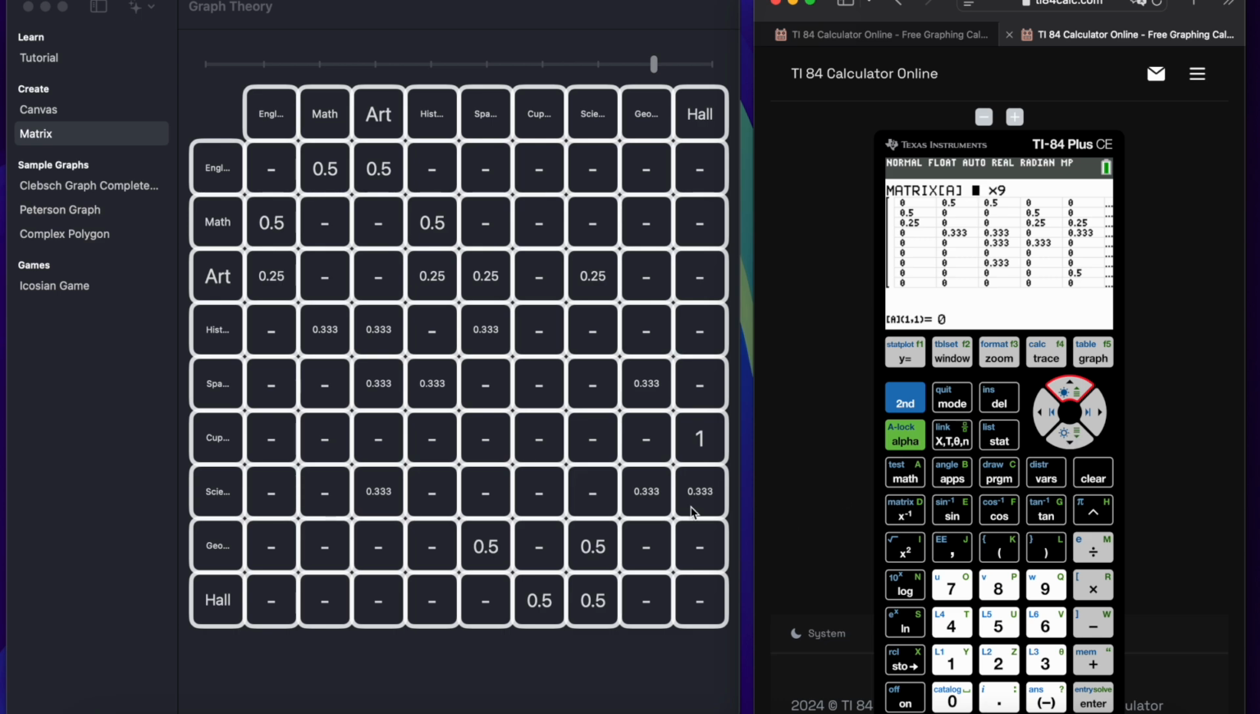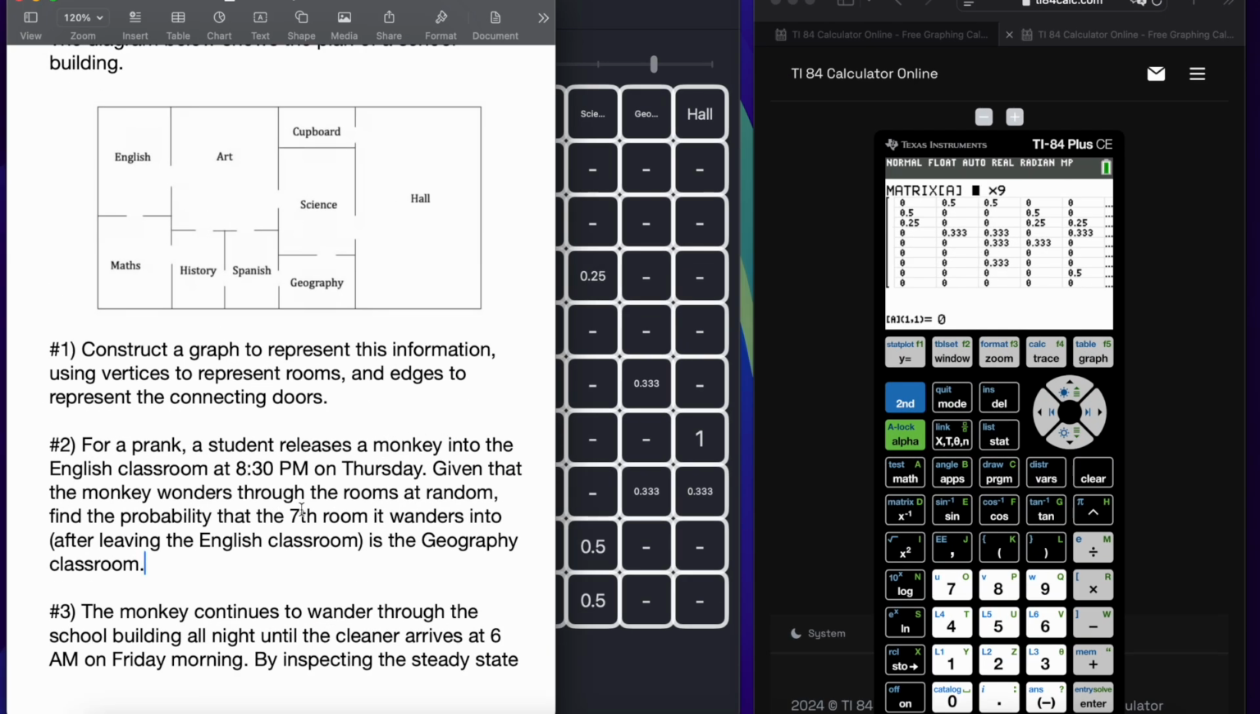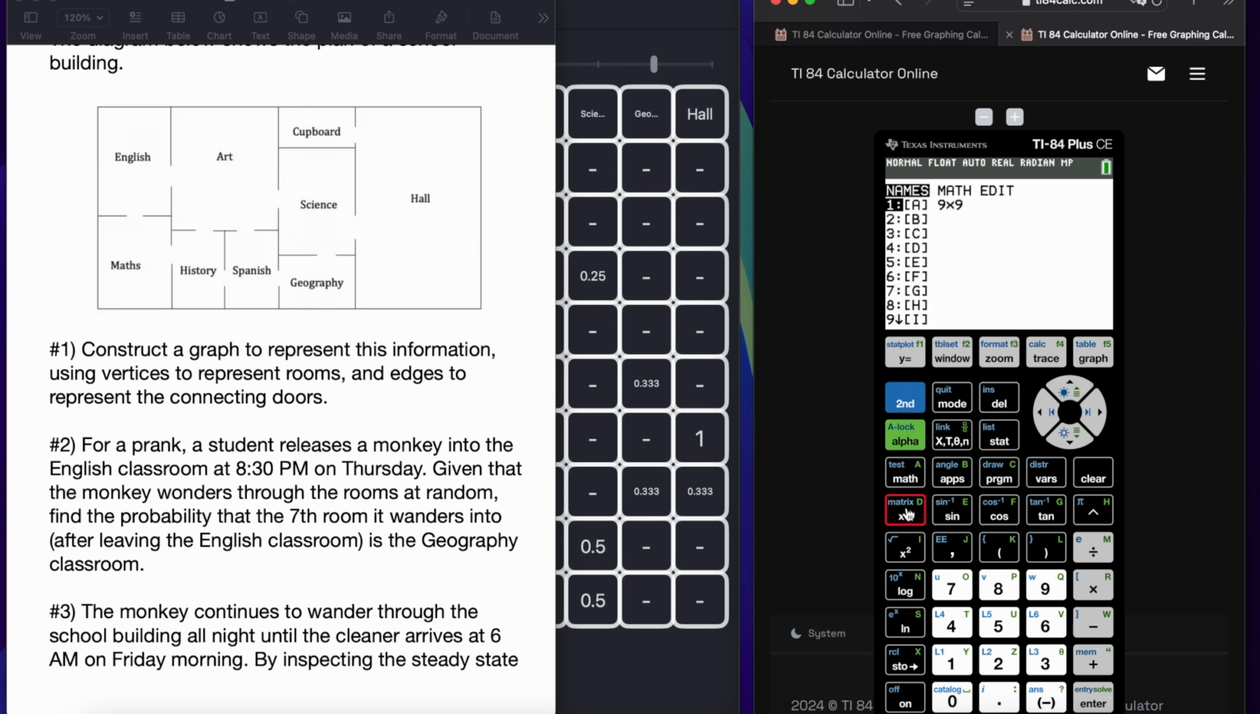And also the question asked, if we start in the English room, what is the probability that they end in the geography room on the 7th move? So for this, I need a matrix representing my initial state. So I'm going to, again, press the second button, click on matrix. I'm going to go over to edit, and then my initial state matrix is going to be matrix B. Hit enter. So for an initial state matrix, this is going to be just a row matrix, so it's going to have 1 row and 9 columns.